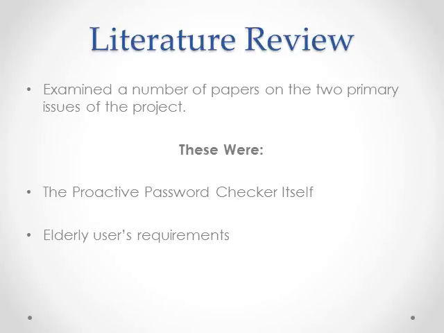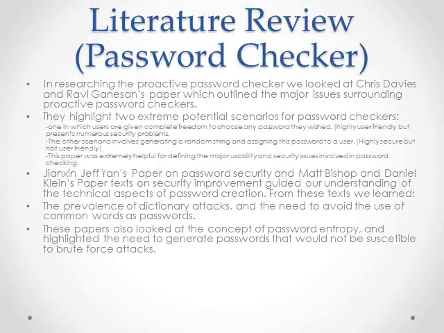For our literature review, we examined a number of papers on what we determined were the two primary issues in the project. These were the proactive password checker itself and elderly users' requirements. In researching the proactive password checker, we looked at multiple sources. We looked at Chris Davis and Ravi Jansen's paper, which outlined the major issues surrounding proactive password checkers. This paper highlighted two extreme potential scenarios for password checkers. One was in which users were given complete freedom to choose any password they wanted to. In this scenario, we had a system that was highly user-friendly but presented numerous security problems.